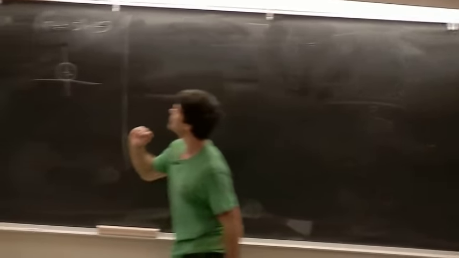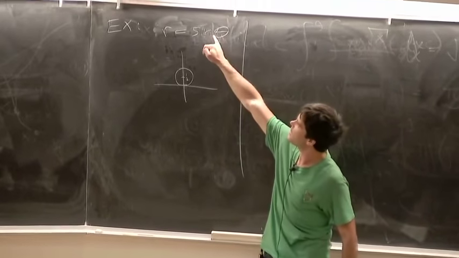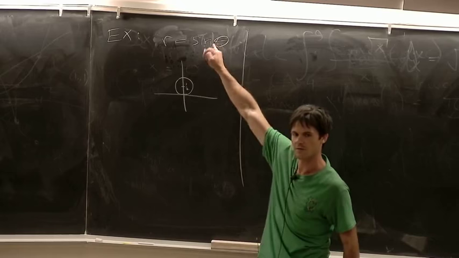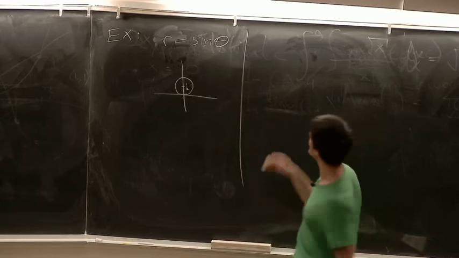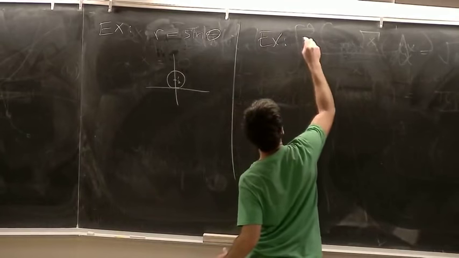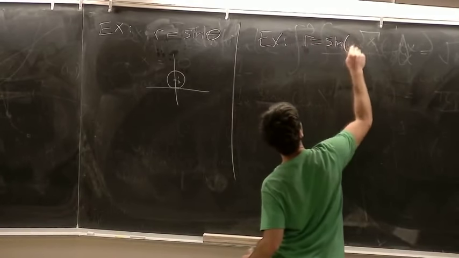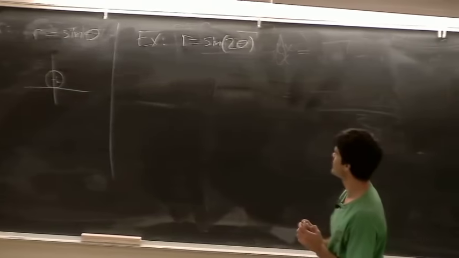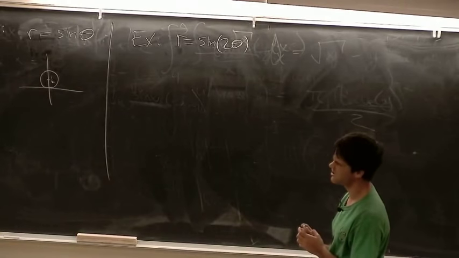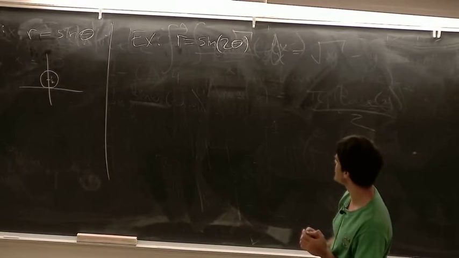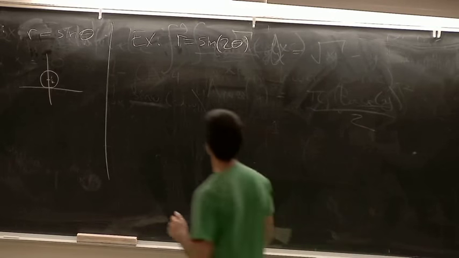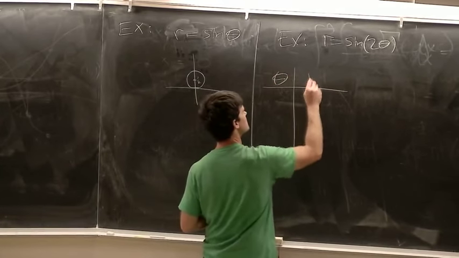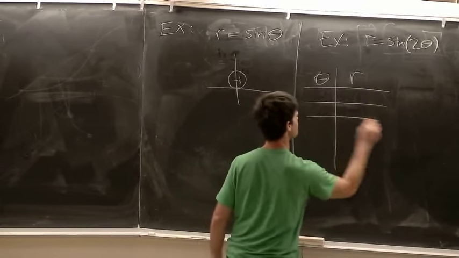But what I will do is try putting a number in front of theta right here. So I'm kind of like increasing the frequency. Let's do r equals sine 2 theta. Now, should I graph this using a table? Yeah, I guess I should. Okay, let's make a little table real fast and see some points on this graph.